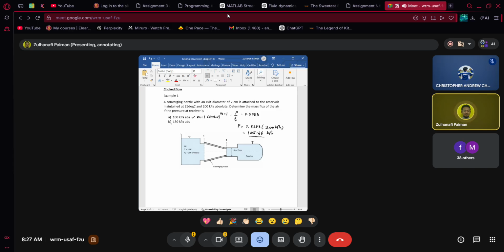Okay, and for the second case B, the pressure at receiver is 130 kPa. 130 kPa is greater than 105, so it means that the flow is not choked and Mach number is not equal to 1. It must be less than 1, because the pressure ratio will be lower than 0.5283. So it is not choked.